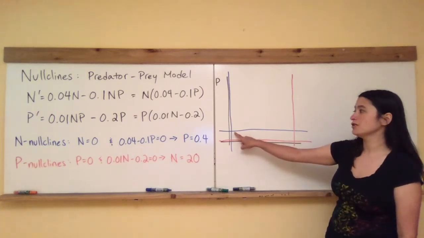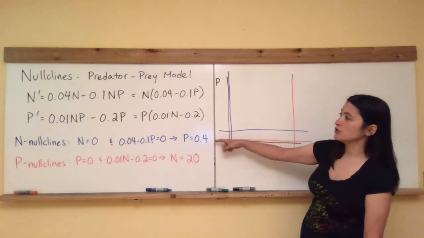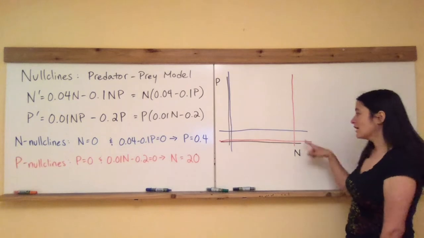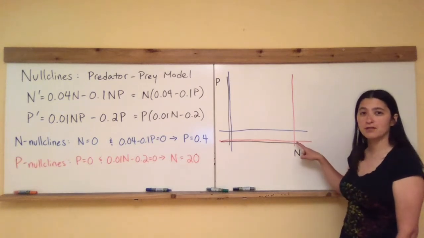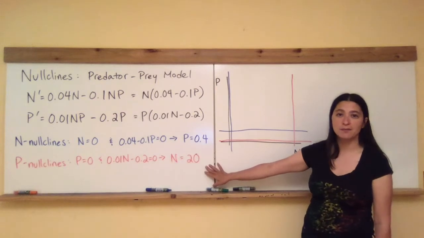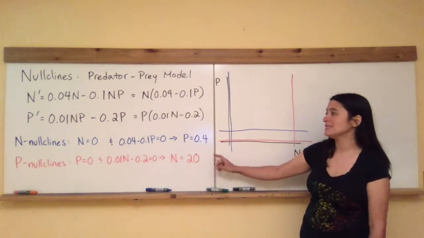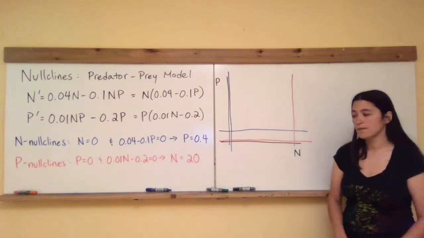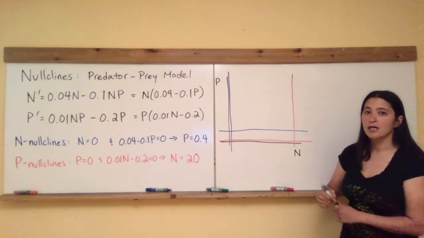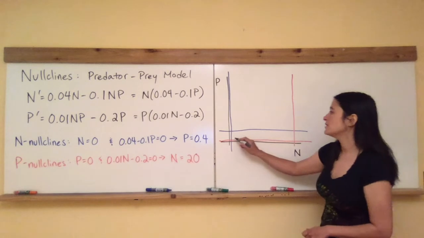Because where blue intersects blue is a place where just n prime is equal to 0, but p prime isn't equal to 0. Likewise, red intersecting red over here, that doesn't count because that's just satisfying the p prime equals 0 equation, and it doesn't also satisfy n prime. So we need them both satisfied at the same time, simultaneously, in order to yield the equilibrium points.